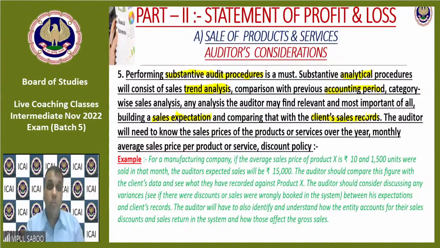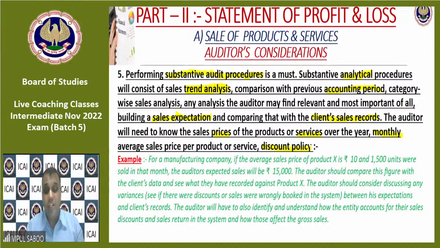The auditor should know the selling price of the products or services over the year. Were they uniform, or were there any changes? Monthly average sales price per product or service, and what is the discount policy of the company? We have an example over here.